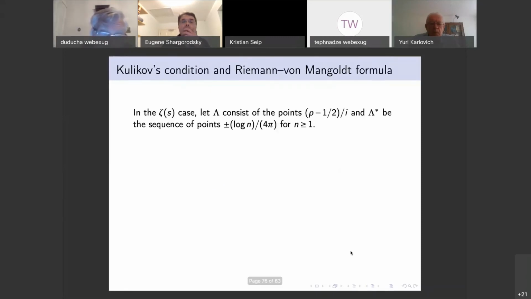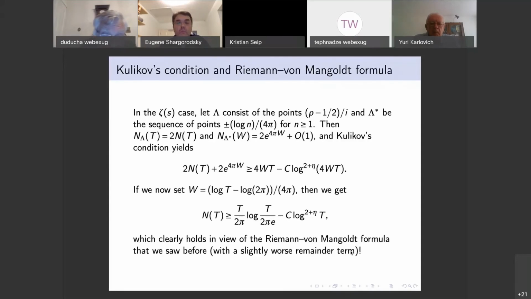Okay, so let me just then mention that Kulikov also has something to tell us. His condition can be applied to see what it tells us about this special situation where we have the zeta zeros and this sequence log n over 4 pi, which we had on the other side of the Fourier transform. And what comes out is the following. He tells us that you get a general inequality for all possible pairs of T and W, but if you choose the right W, you will see that you get down to essentially the Riemann-von Mangoldt formula.